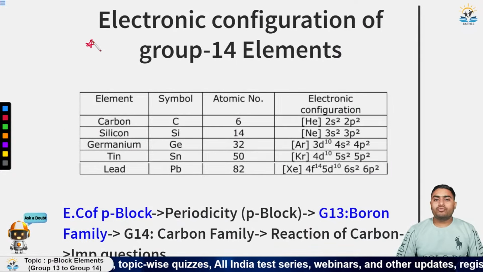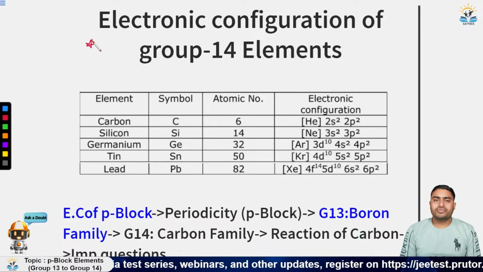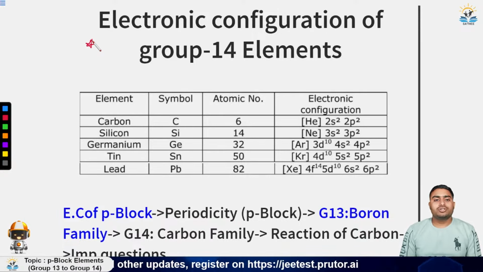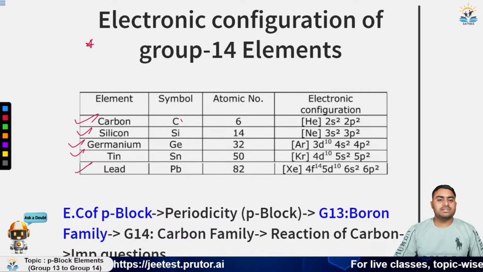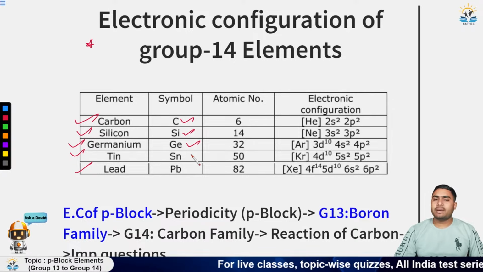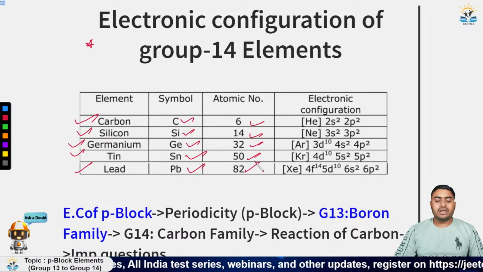Let's discuss the group 14 elements. You can see first of all the electronic configurations of each and every element of group 14. In group 14 we are discussing carbon, silicon, germanium, tin and lead. The symbols are carbon capital C, silicon capital S small i, germanium capital G small e, tin capital S small n, and lead capital P small b. Atomic numbers 6, 14, 32, 50 and 82 respectively.